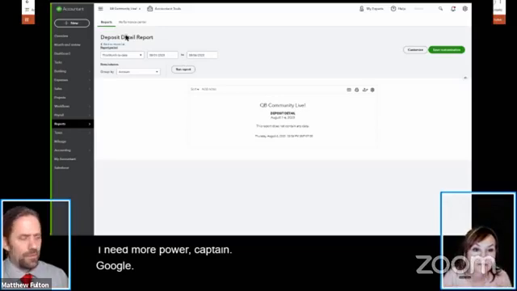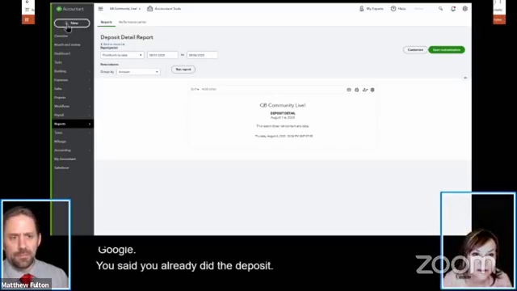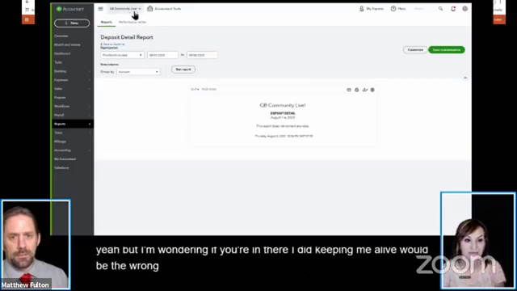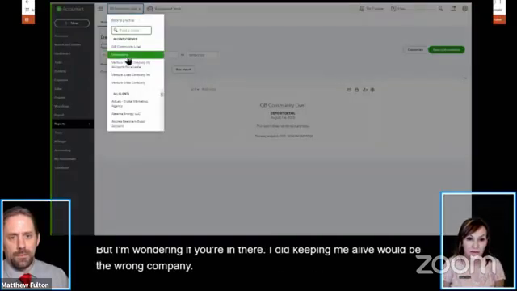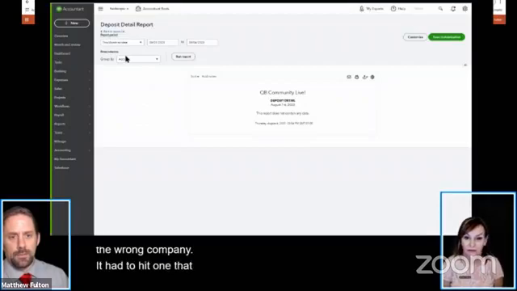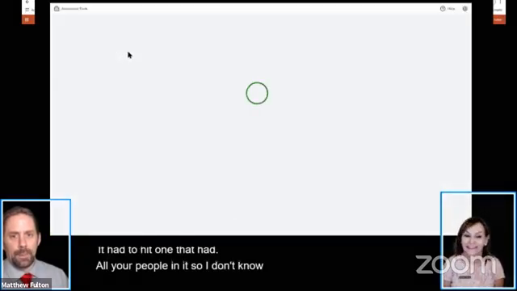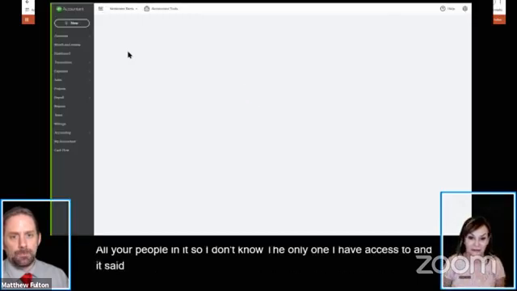said you already did the deposit? Yeah, but I'm wondering if I'm in the wrong company. I did QB Community Live. It was one that had all your people in it, so I don't know. It's the only one I have access to. And it said QB Community Live with an exclamation point, if that helps.